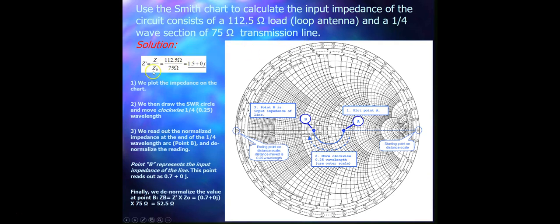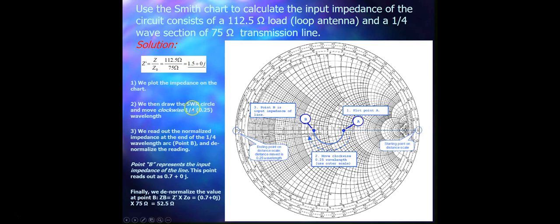So first we are going to normalize the impedance. Here it is given a 1/4 wave section of 75 ohm, so this is going to be our characteristic impedance. We divide the actual load impedance by this, and after dividing you will get 1.5 plus 0j. So you will plot that over here. It is going to come here at 1.5, and that will be your point A.